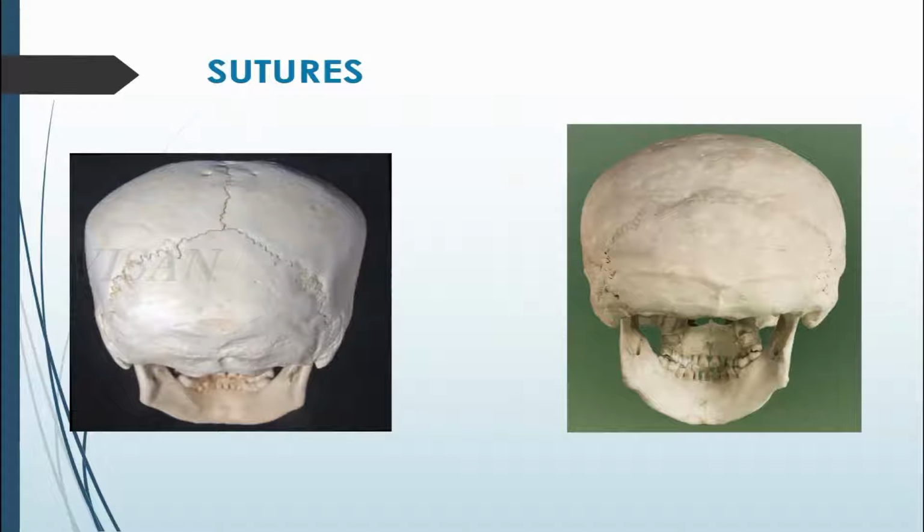The bones are attached by means of a joint. So the joint between the bones is called a suture. They are stitch-like structures which are present between the bones. It is an immovable joint. The sutures seen here are, between the two parietal bones, the sagittal suture, and between the pair of parietal bones and the occipital bone, the lambdoid suture.